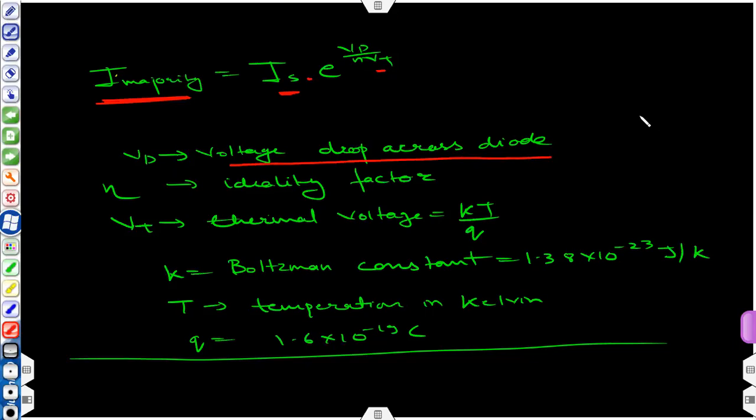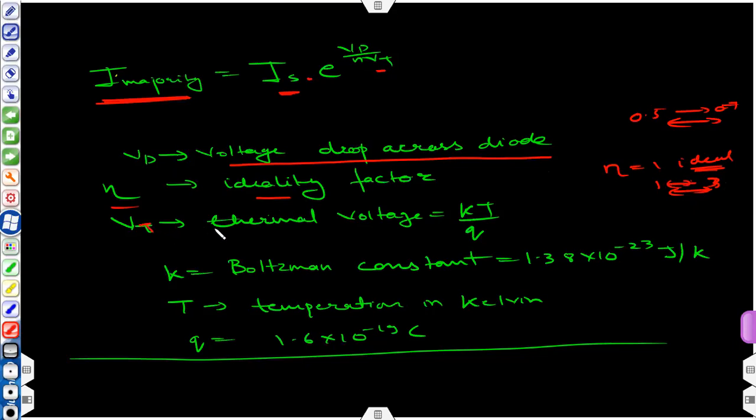If it is silicon, it will be in the range of 0.5 to 0.7, somewhere in between. Eta is the ideality factor. So eta is 1 for an ideal diode, but nothing in this world is ideal, so the value will be between 1 and 3. Generally it stays between 1 and 2, but in some cases it goes up to 3 or 4, if the diode is not fabricated properly.